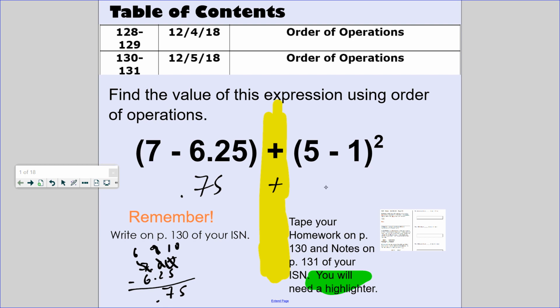4. And what is 4 squared, or 4 to the power of 2? How would I write that as repeated multiplication? I would write it as 4 times 4, or 16. So what is 75 hundredths plus 16? 16 and 75 hundredths is the answer. So that's the left term and the right term.